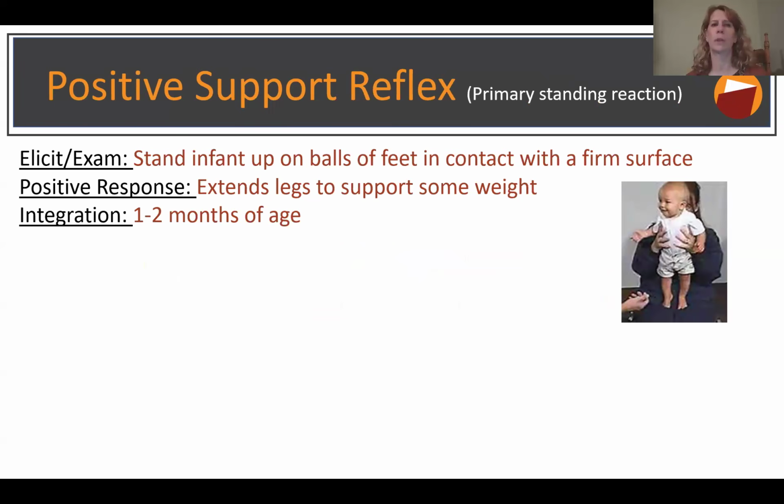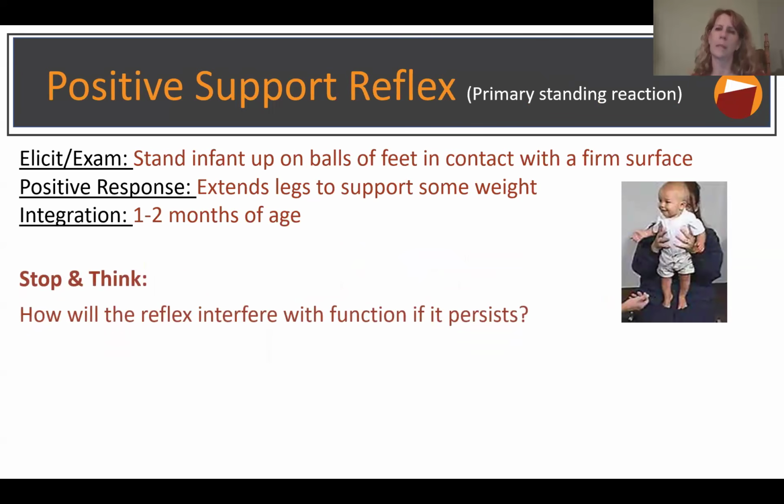So what we're going to do is just put them up on the balls of their feet on a firm surface, and what happens? They extend their legs. They stand, right? Primary standing reflex or reaction. Again, integrates really early.